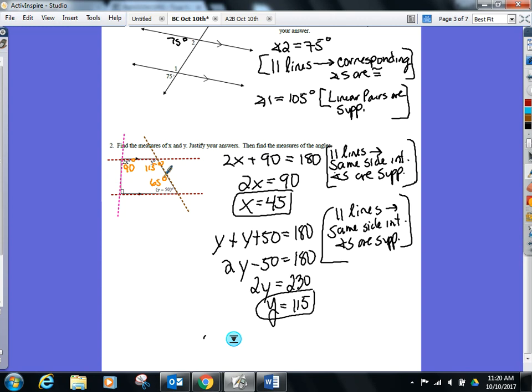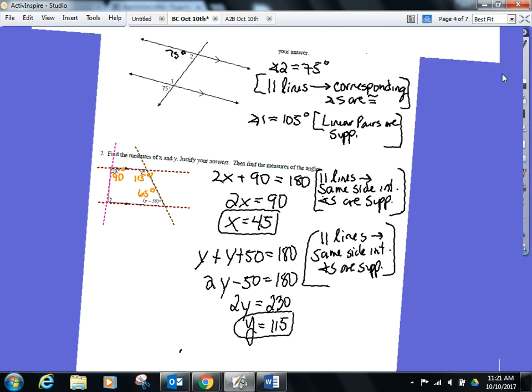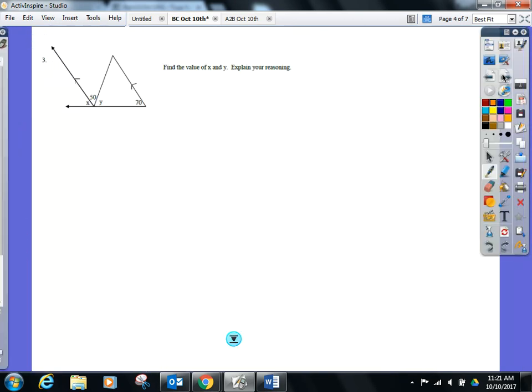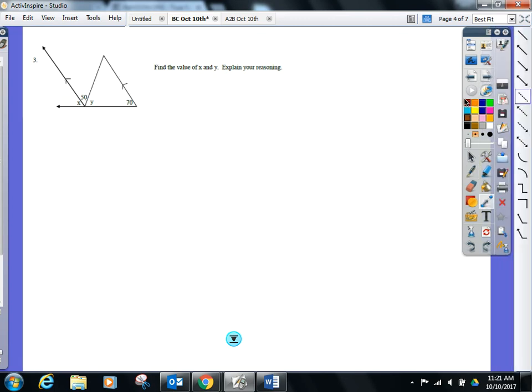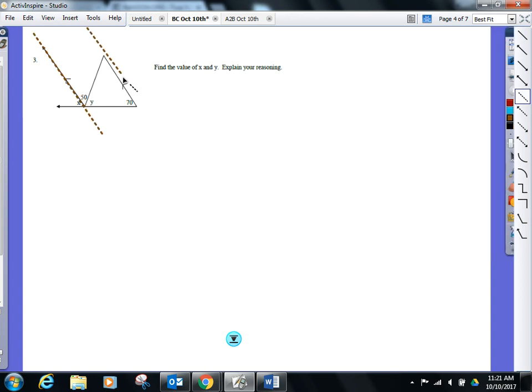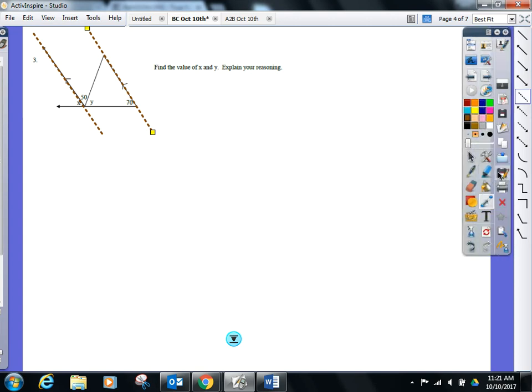Questions, comments? All right, we need a different looking diagram still. There it is. Find the value of x, different looking diagram. Okay, do we see our parallel lines? All right, let me make them a little bigger, because I love looking at my usual standard diagram, which this is not. Okay, so there are my parallel lines.